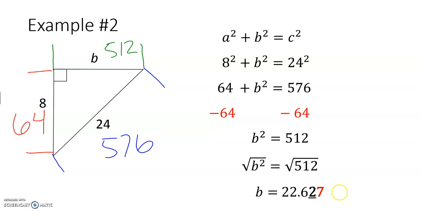So remember, if this number to the right is a 5 or bigger, we'll round the 2 up. But if it's a 4 or less, we'll go ahead and keep it as a 2. So because that number to the right is a 7, that is bigger than 5, that means we're going to go ahead and round that 2 up to a 3. So our final answer will be 22.63. So that means our side length here of B, our other leg, is 22.63. And that makes sense because we know it has to be smaller than our hypotenuse, which is 24.